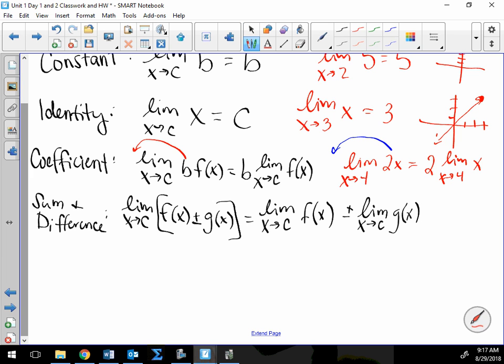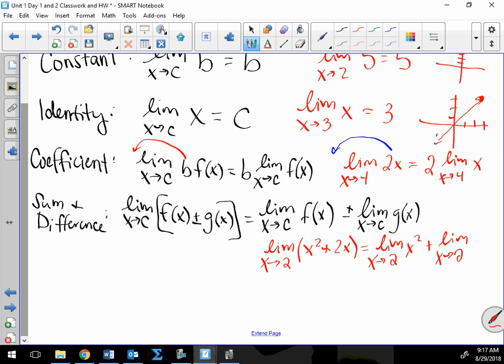So an example of this. The limit as x approaches 2 of x squared plus 2x is the same thing as the limit as x approaches 2 of x squared plus the limit as x approaches 2 of 2x. Questions with that one?